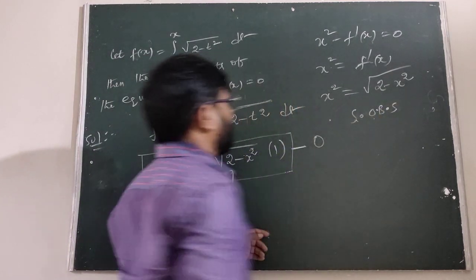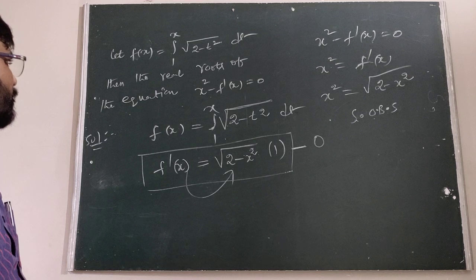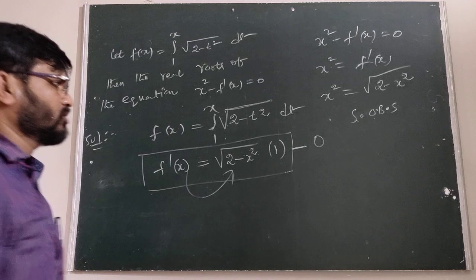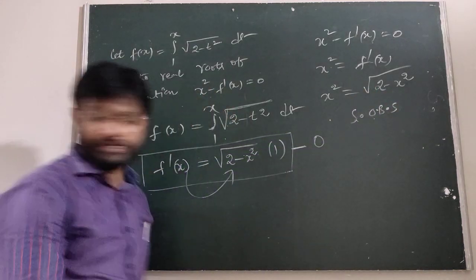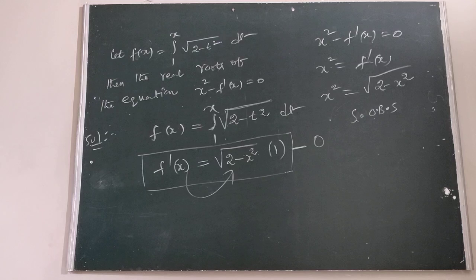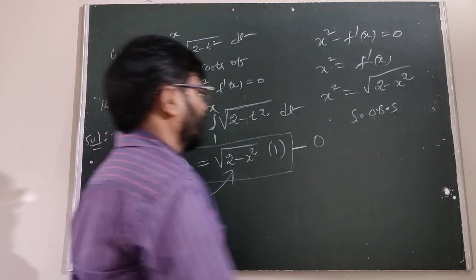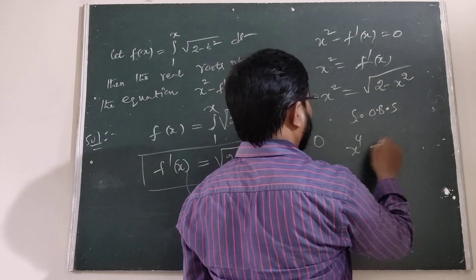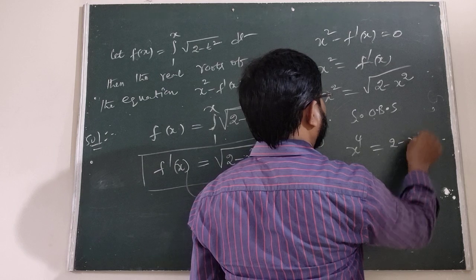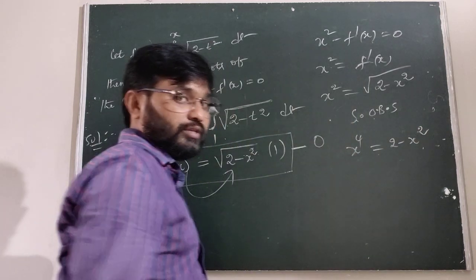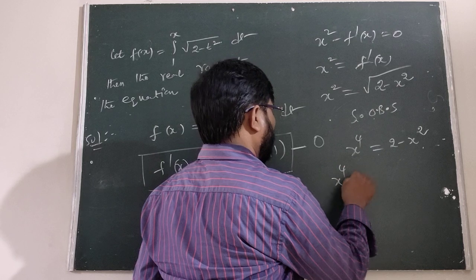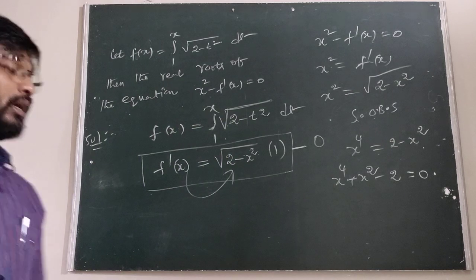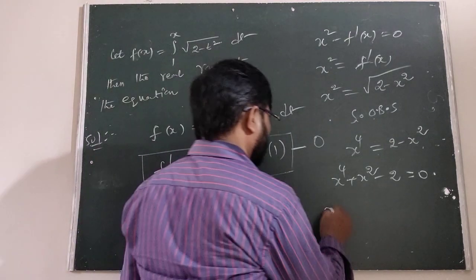When we square on both sides, undoubtedly this is x square, 2 minus x square. Is it clear? When we square on both sides, it will be x power 4 equal to 2 minus x square. Now this can be written as x power 4 plus x square minus 2 equal to 0. We are taking the factors here.